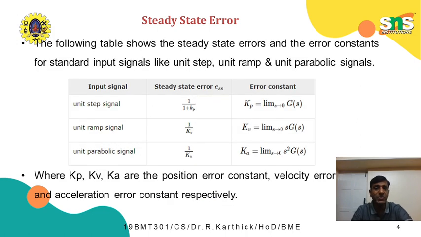Now you can see the following table. It shows the steady state error and the error constant, which we call the static error constant. The steady state error is determined based on the static error constant for standard inputs like unit step, unit ramp and unit parabolic signal. So we have the input signals and the steady state error.